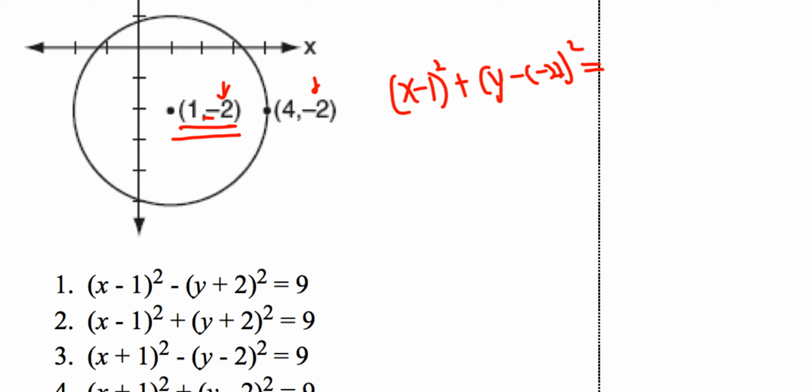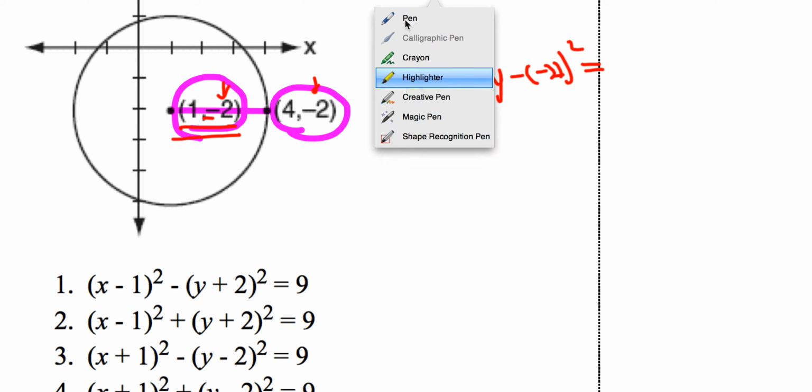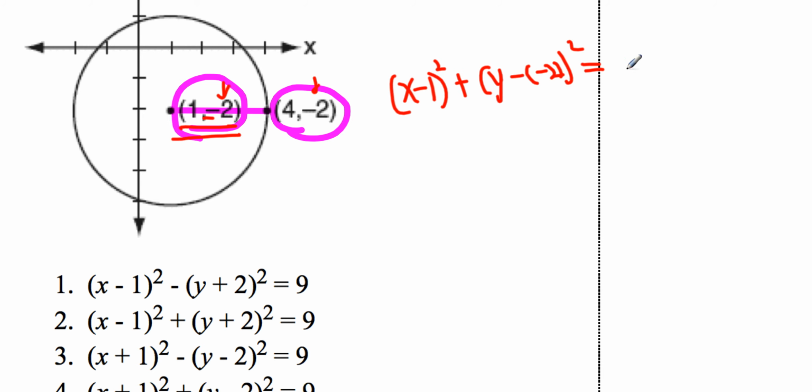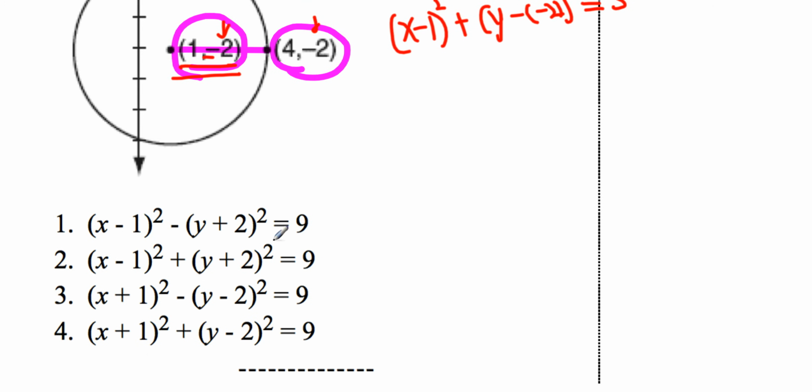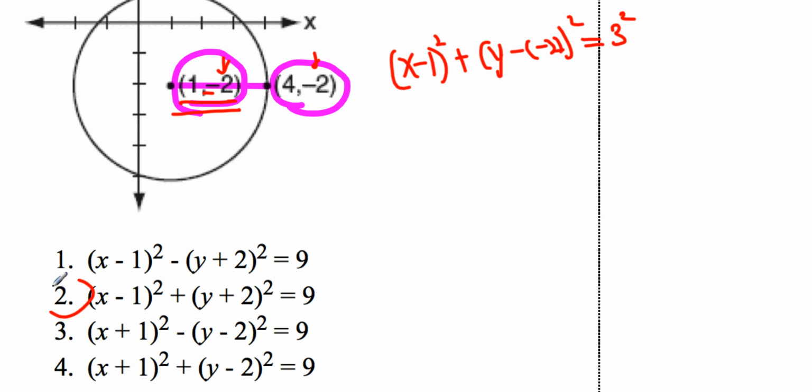Then our radius from here to here is how many boxes that we have from this point to this point. So negative 1 through 4 becomes 3 units away. So therefore, our radius becomes 3 squared. So we end up getting choice 2 seems to be our answer, because it's not minus, but it has to be a plus in the middle.